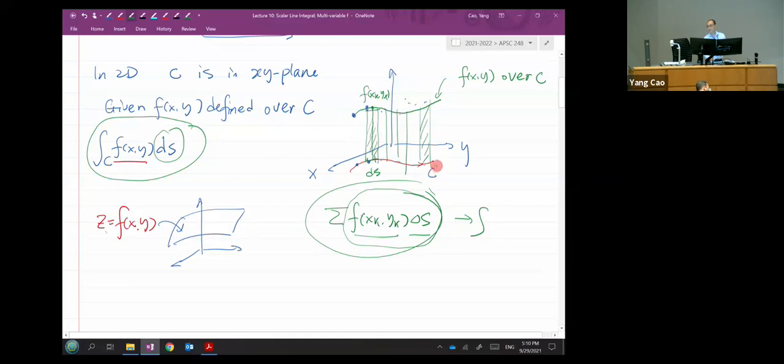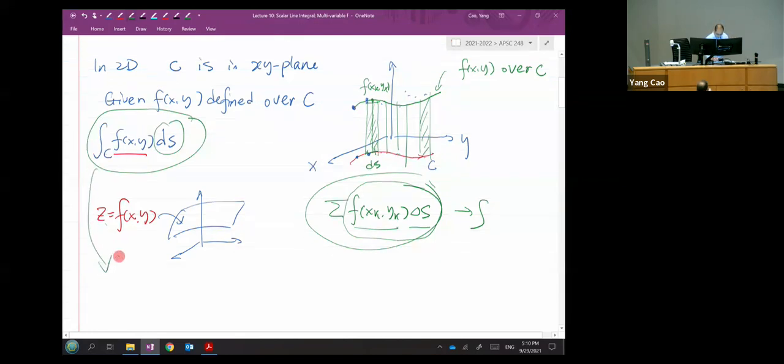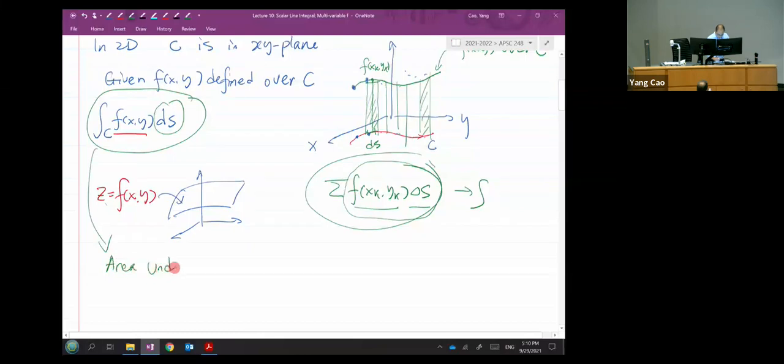If you consider this a curtain, the top of the curtain is defined by the function f, of course restricted by the curve C, and the bottom of the curtain is given by the curve C. Then this scalar line integral essentially gives you the area underneath f of x, y, but above curve C. So that's a different perspective with respect to this scalar line integral.